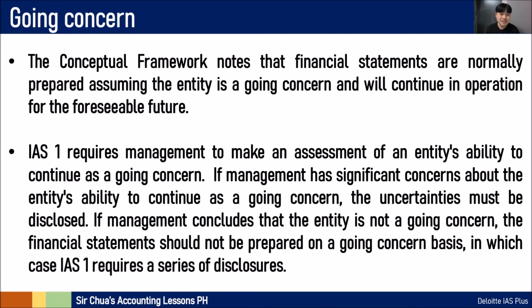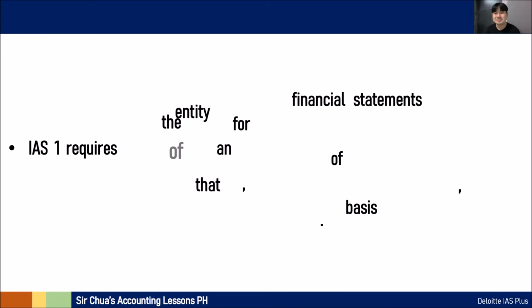If they have significant concerns about their ability to continue as a going concern, those uncertainties should be disclosed in the FSs. If management concludes that the entity is not a going concern, the financial statements should not be prepared on a going concern basis, in which case IAS 1 requires a series of disclosures. This applies when you feel the entity is not a going concern already.